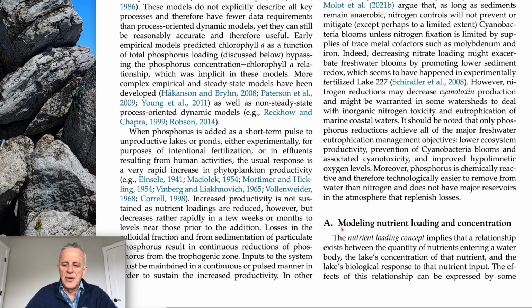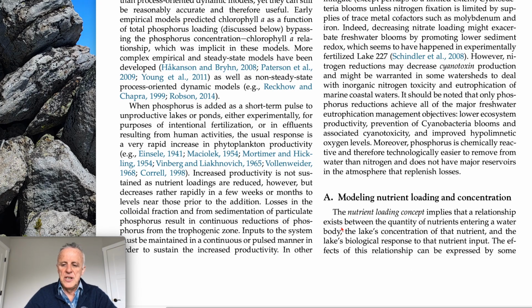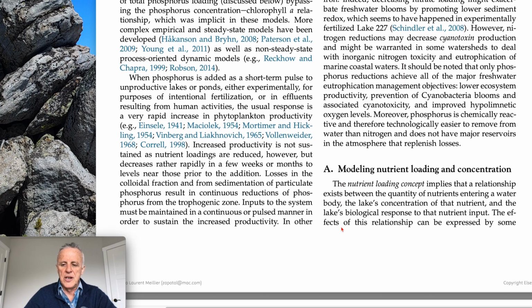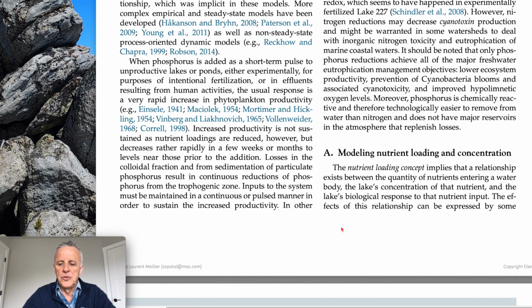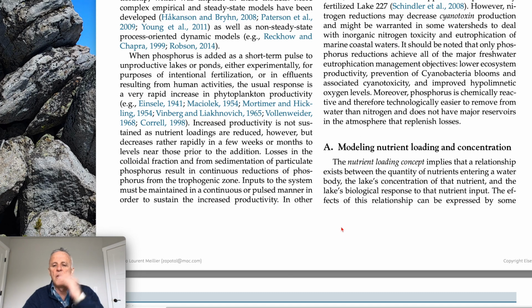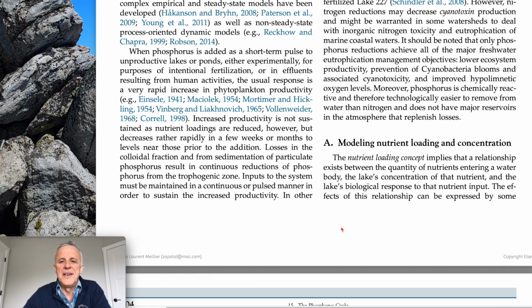It should be noted that only phosphorus reduction achieves all of the major freshwater eutrophication management objectives: lower ecosystem productivity, prevention of cyanobacteria blooms and associated cyanotoxicity, and improved hypolimnetic oxygen levels. Moreover, phosphorus is chemically reactive and therefore technologically easier to remove from water than nitrogen, and does not have major reservoirs in the atmosphere that replenish losses.